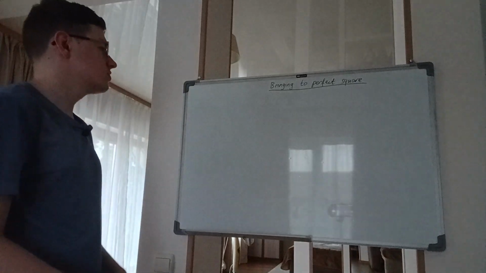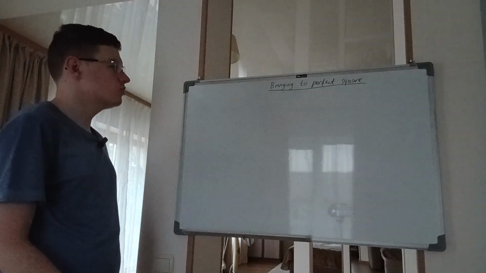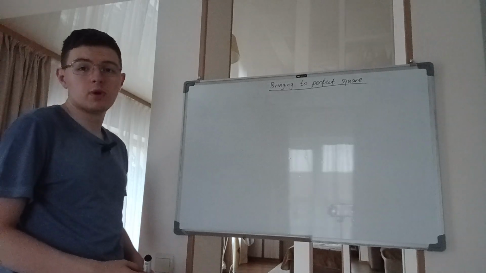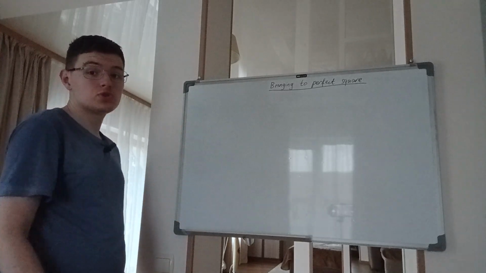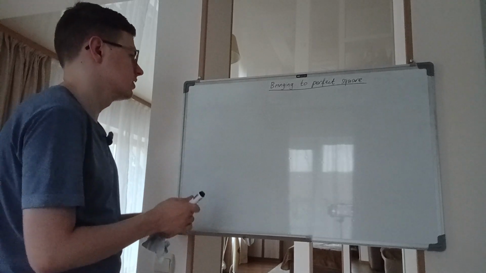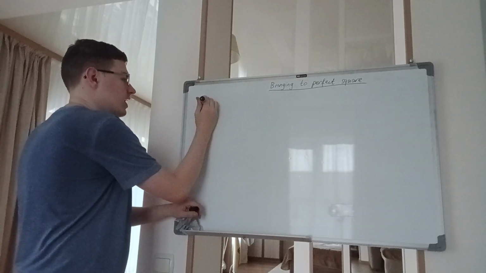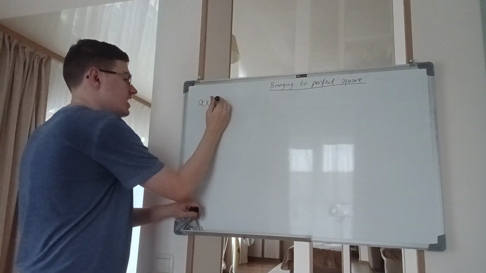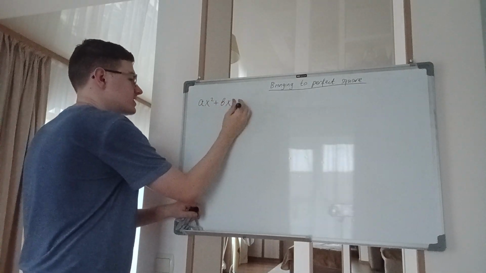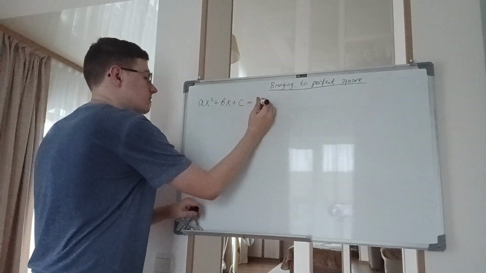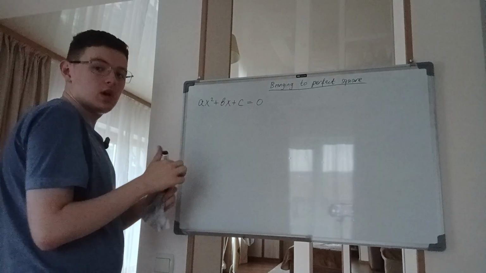Hi everyone. In today's video, I'm gonna tell you how to bring the quadratic equation to the perfect square. It's one of the ways to solve the quadratic equation efficiently. Let's consider that we have such an equation: ax² + bx + c = 0.